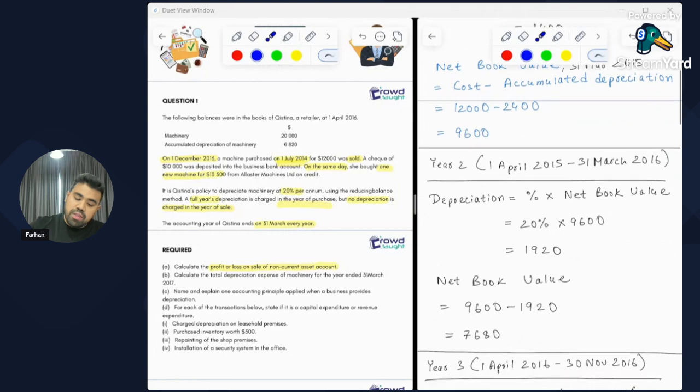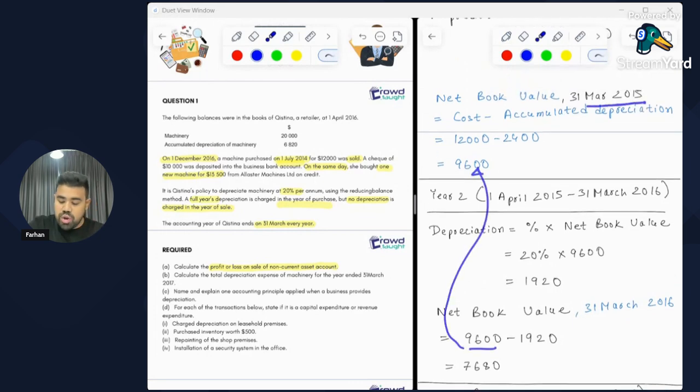Then you want to find the net book value at the end of year two, which is at 31 March 2016. And this time we find the net book value by taking the previous net book value of 9,600, which we had got on 31 March 2015, and subtract an additional depreciation of 1,920, which we had derived for the second year, right? On that basis, the net book value is $7,680 at 31 March 2016.